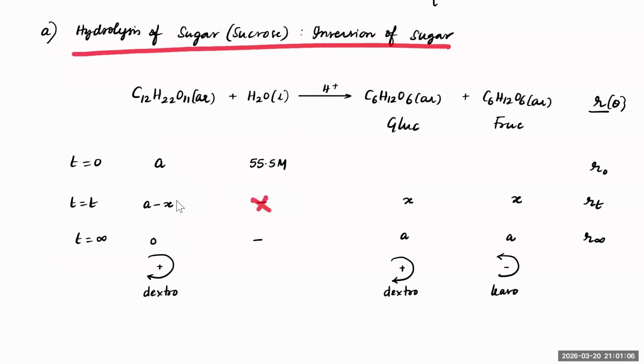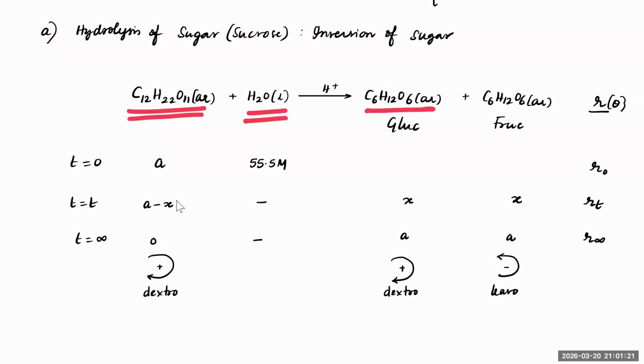You can see hydrolysis of sugar or sucrose, which is also a pseudo first order reaction. This is also called inversion of sugar. The process is called inversion of sugar. You can notice that sucrose, when you add it to water, will give glucose and fructose.